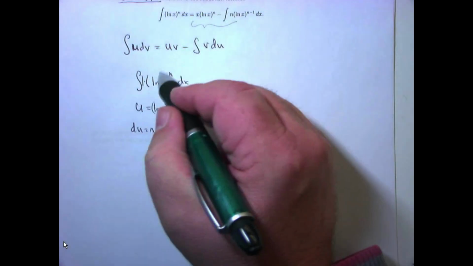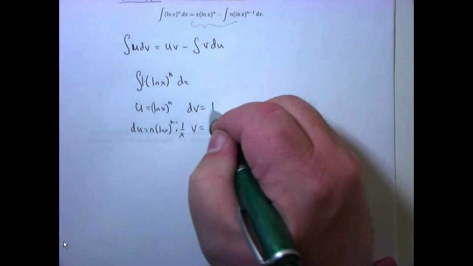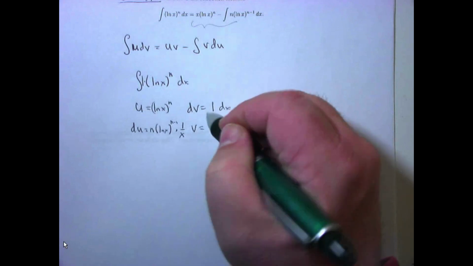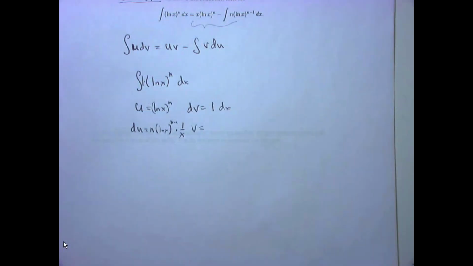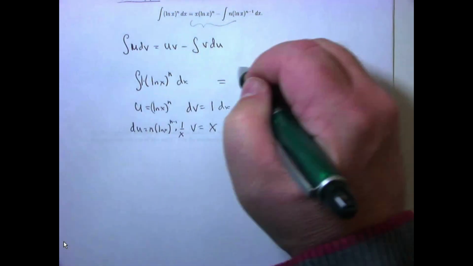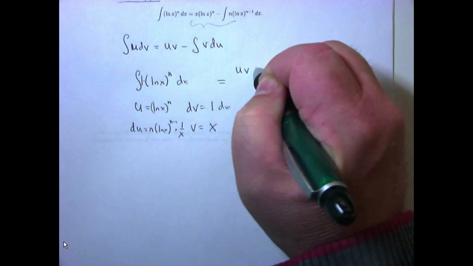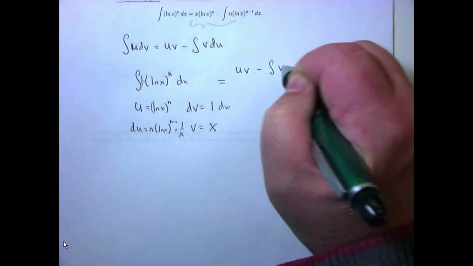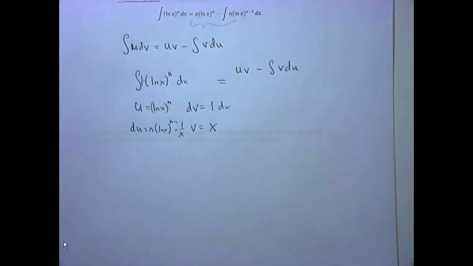Well, what are you going to let dv be? Well, that was the u part right there. So dv must be the rest, which is just the 1 dx. So you can let dv be 1 dx. And what is the integral of 1 dx? Just x. So now I'm going to write it into my formula, which again I'll remind you is u times v minus the integral of v du.